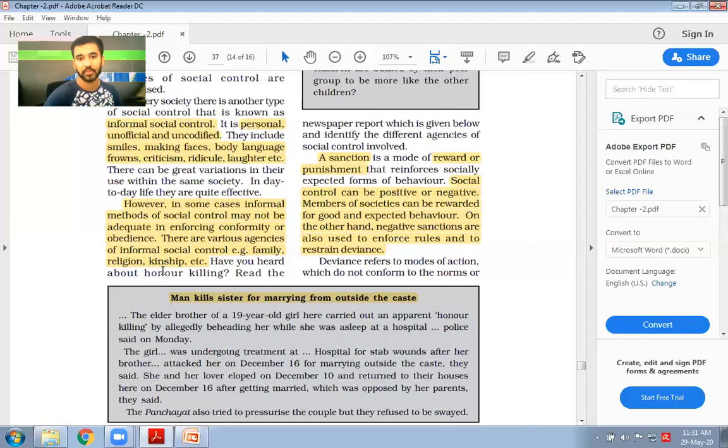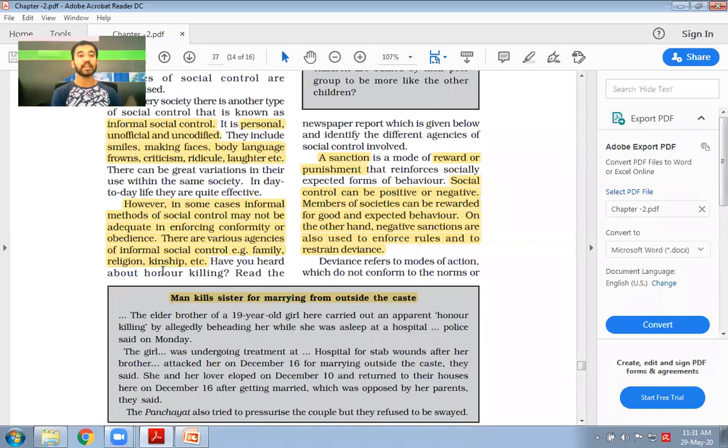Now what do you mean? Sanction is also a way to practice social control. Now, what do you mean by sanction? A sanction is a mode of reward or punishment that reinforces socially expected forms of behavior.